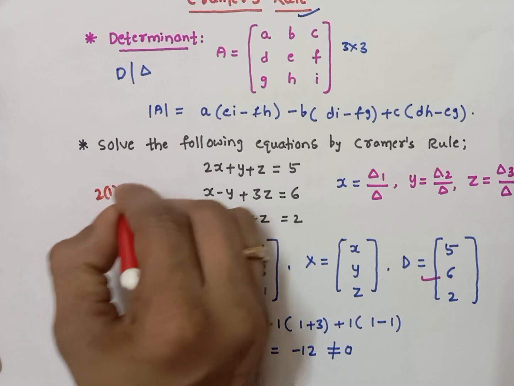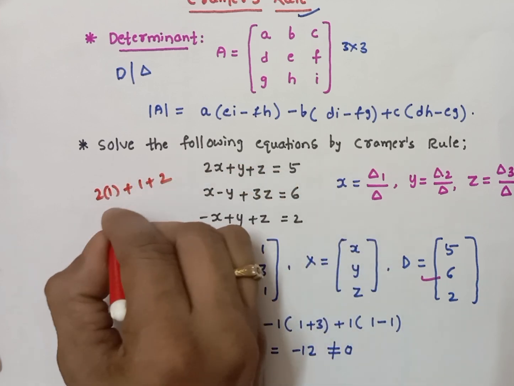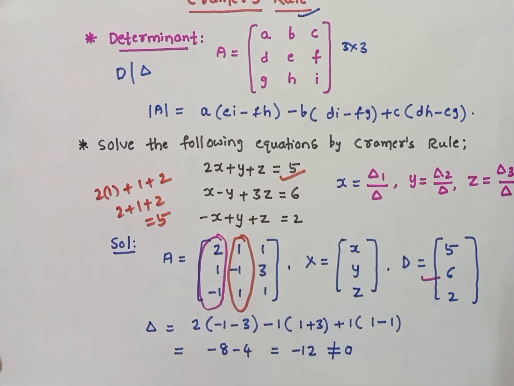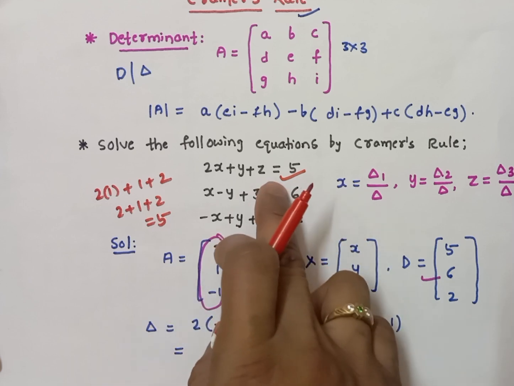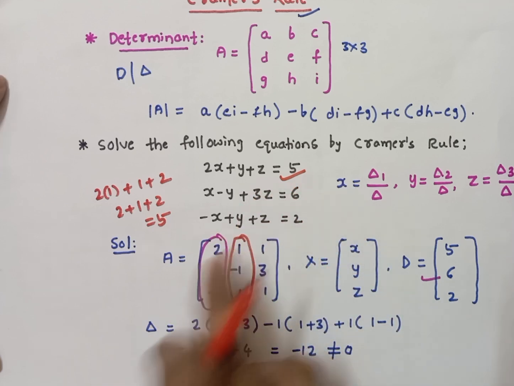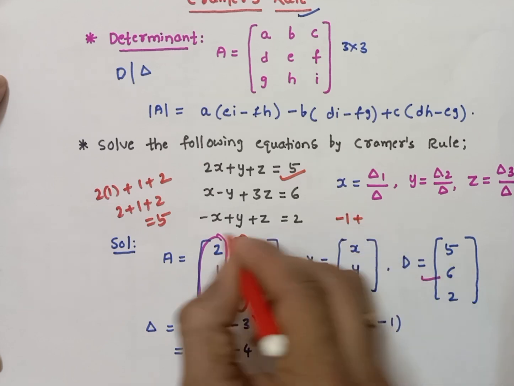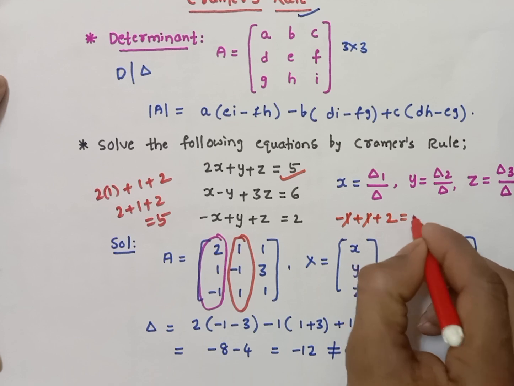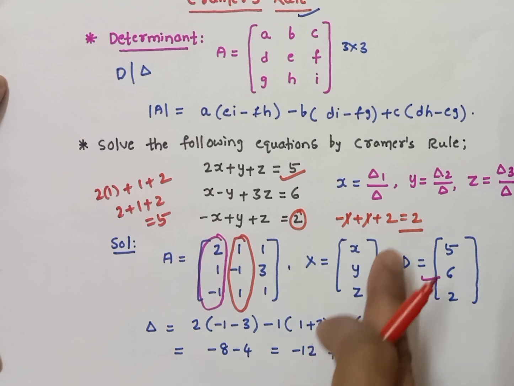So what do we get in the first one? 2 into 1, and the y value also 1. Z value, how much did we get? 2. So 2 plus 1 plus 2, that is nothing but 5. So you can check it like this. As it is the same as RHS, our answer is correct. Not only the first equation, you can substitute in any one of the equations and check it. Suppose I'm taking the third equation: minus 1 minus x, nothing but plus 1, z value we got 2. So minus 1 plus 1 cancelled, so 2, right? Like this you can check it with the second equation also, any one of the equations. Like this you can verify your answer.